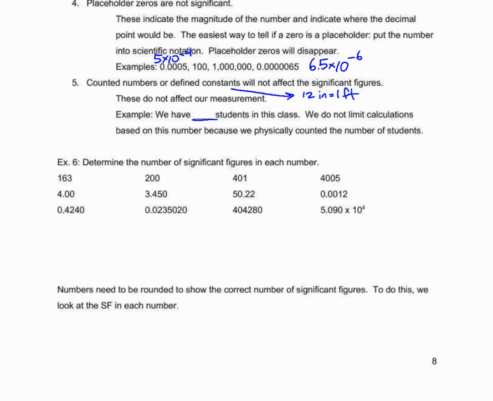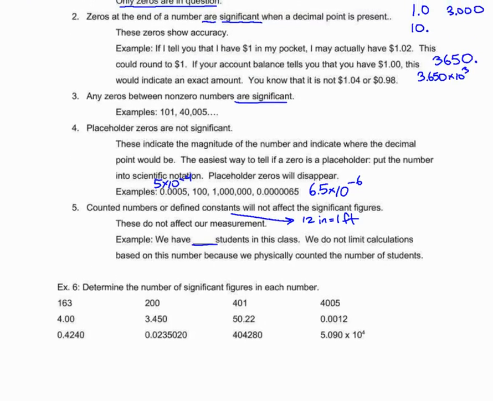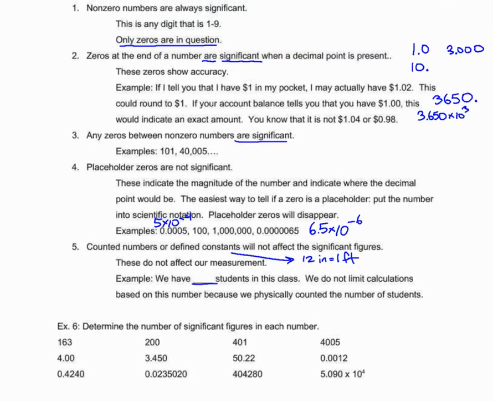Let's look at some examples. Determine the number of significant figures in each number. So we'll step through the rules here and talk about how many significant figures. First one, 163. All of these apply to rule number 1. These are all non-zero digits. Significant, significant, significant, so it has 3 significant figures.